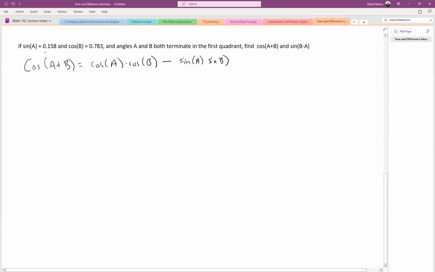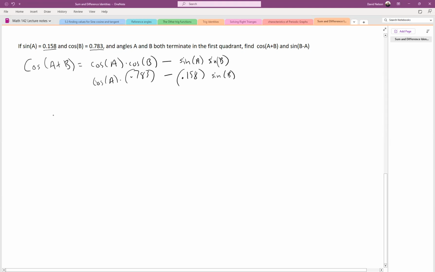And I've got some of the values that I can plug in. I know that the sine of A is 0.158, so I can plug that number in here. Cosine of B is 0.783, so I can put that number in there. But I don't know what the cosine of A is, and I don't know what the sine of B is. So I can't quite finish off that formula until I know those.